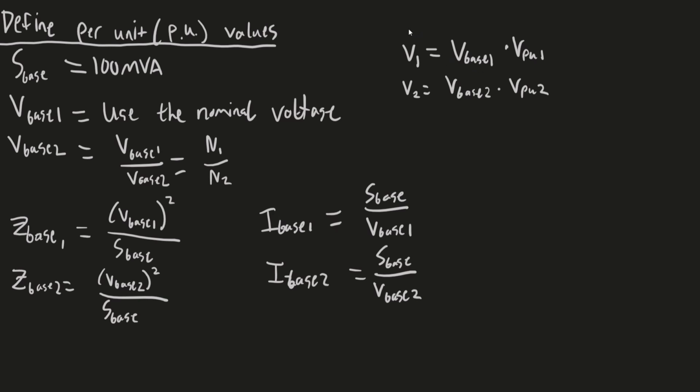So again, similarly to how we defined voltages in terms of their base voltage times some scalar, the per unit value, we can write that R1 would just be equal to the base impedance in that region times some per unit impedance. We can do the same thing for Z2.